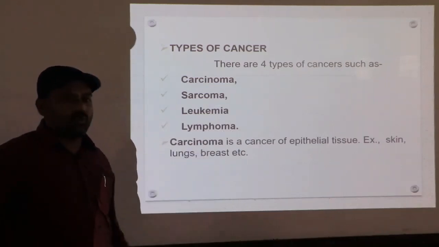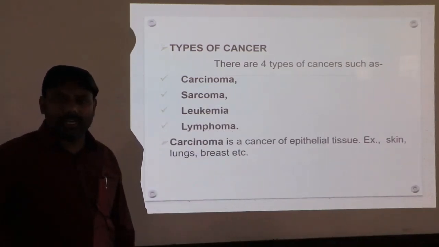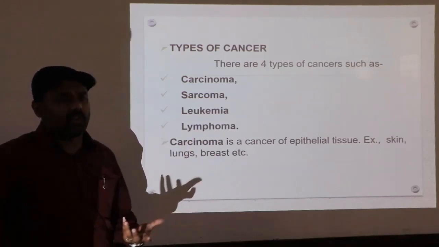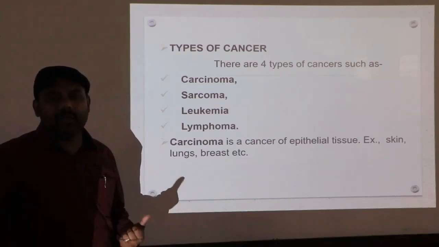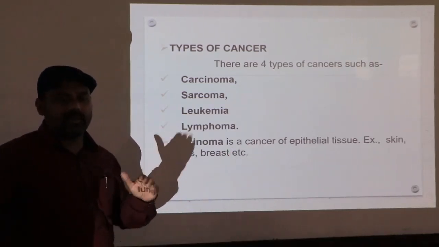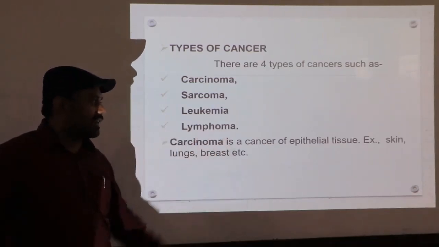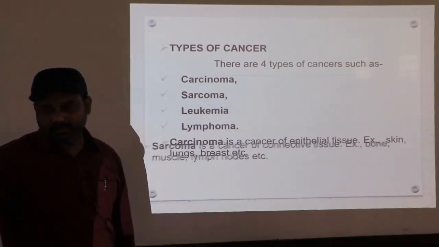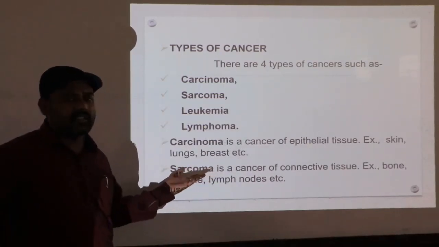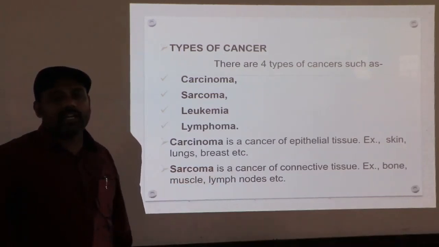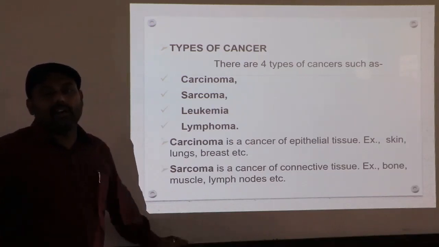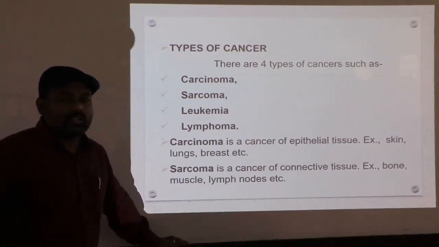First one is carcinoma. The name itself indicates the meaning: carcinoma is a cancer of epithelial tissue. It includes skin cancer, lung cancer, breast cancer. All these cancers come under carcinoma. The name itself suggests the meaning, cancer of epithelial tissue. Second one, sarcoma. Again the name itself indicates the meaning. Sarcoma is a cancer of connective tissue. That includes bone, muscles, lymph nodes and lymphatic organs. These come under sarcoma.